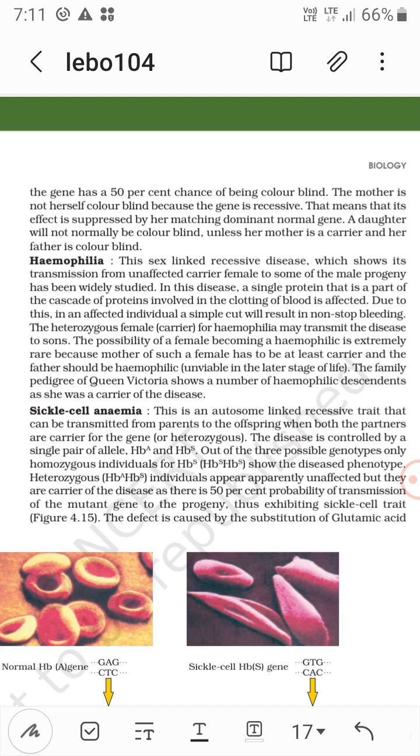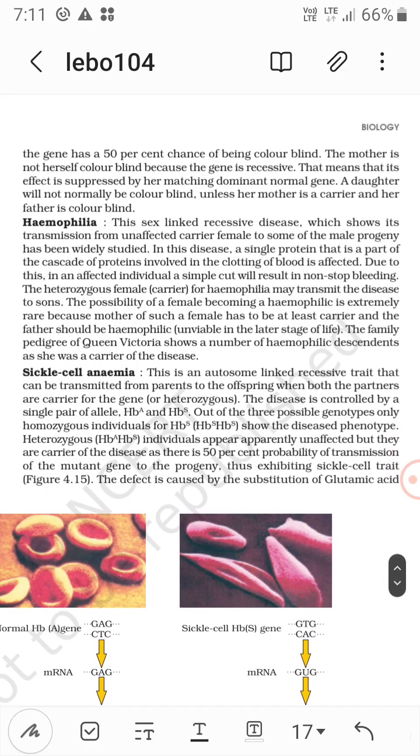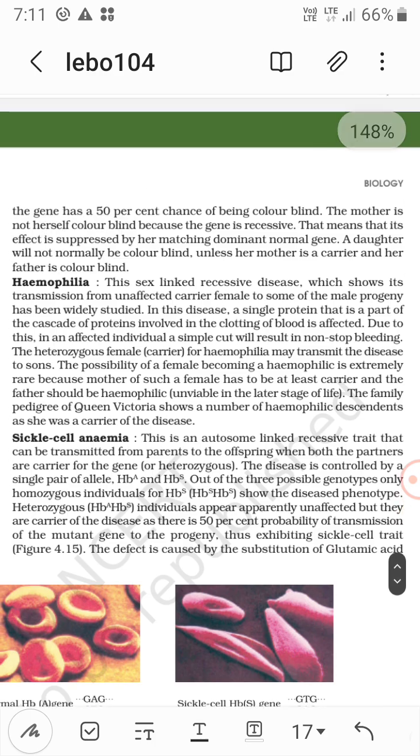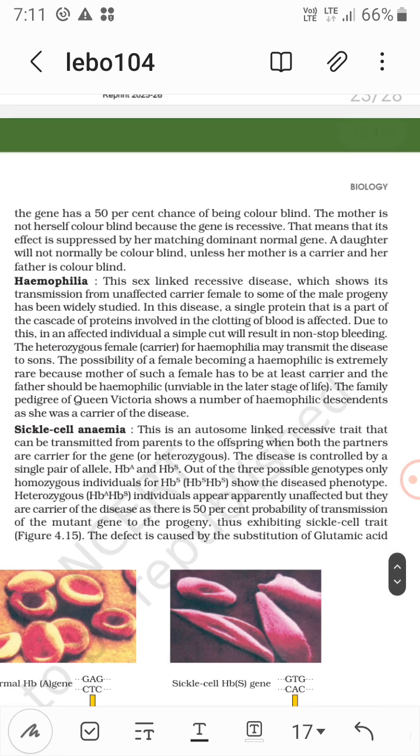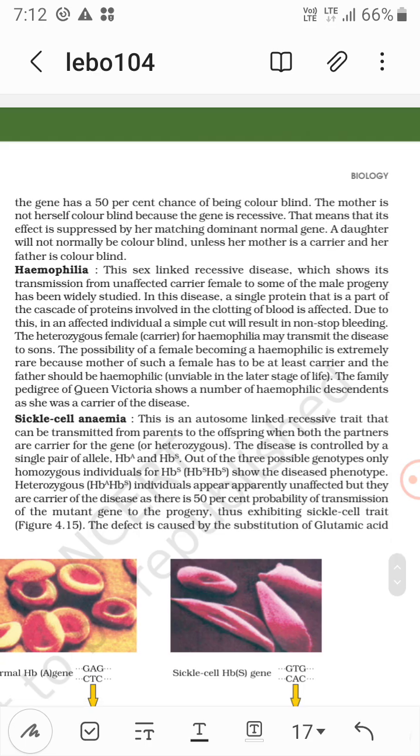The heterozygous female that is a carrier for hemophilia may transmit the disease to sons. The possibility of a female becoming hemophilic is extremely rare because the mother of such a female has to be at least a carrier and the father should be hemophilic. It is the same as color blindness. This is why the female probability is very rare. The family pedigree of Queen Victoria shows a number of hemophilic descendants, as she was a carrier of the disease.